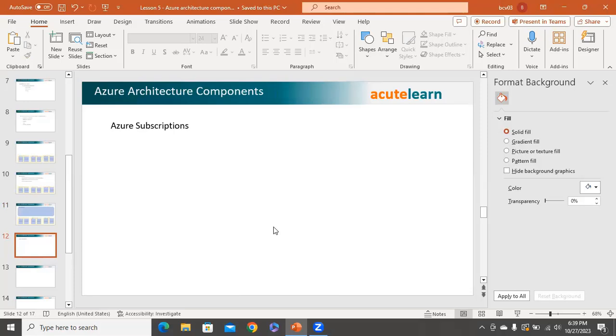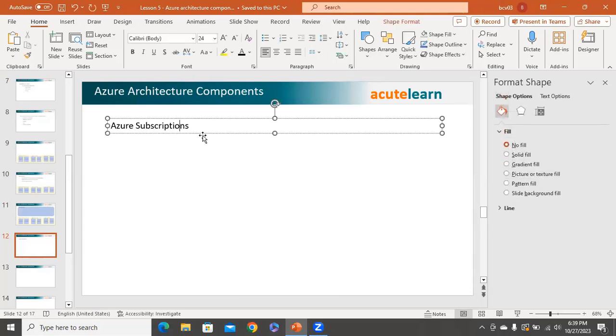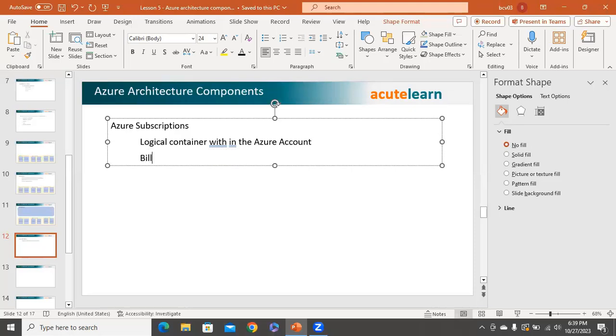So an Azure subscription is a logical container within the Azure account. It is a billing boundary. It is a resource boundary. So what does that mean?